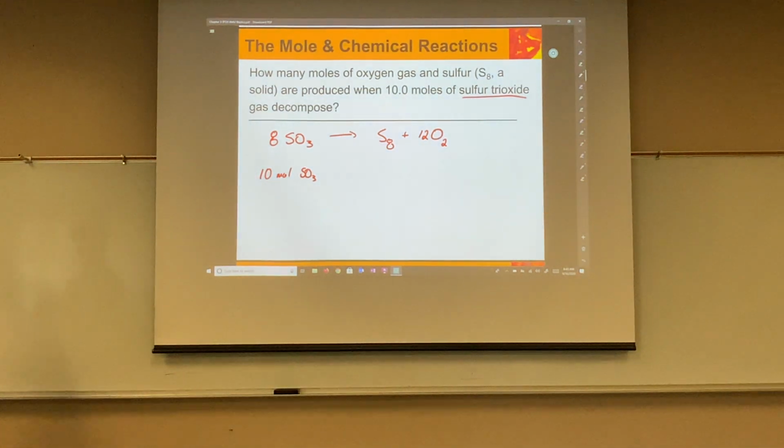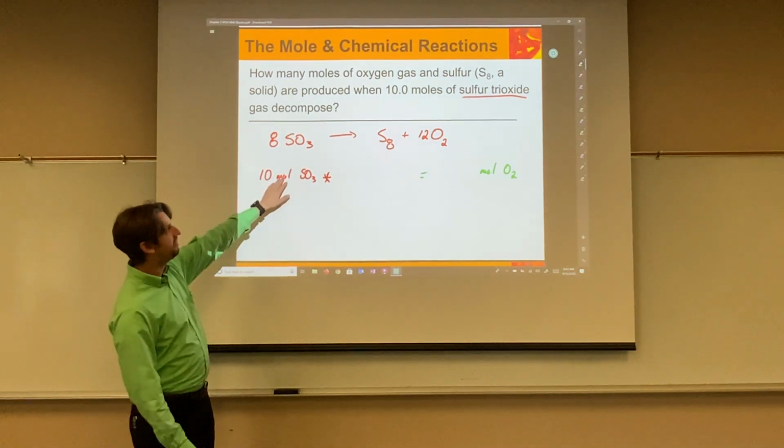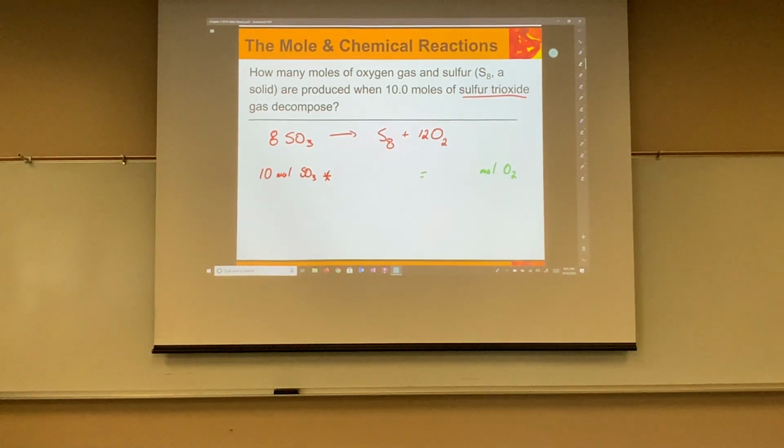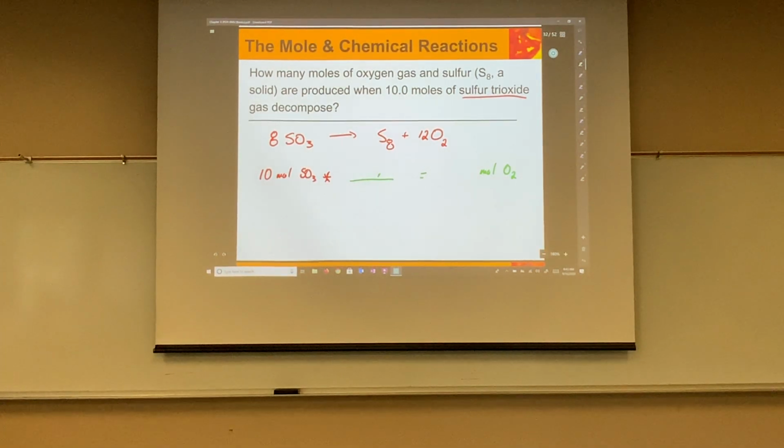To do that, we need the balanced equation. So here's what we're going to do: 10 moles of SO3. I need to get into units of moles of, let's start out with O2. Everybody catch what I'm doing here? We are given information in moles of SO3, and I need to get into moles of O2. So if my answer is in moles of O2, I better have moles of O2 on the top, and I need to get rid of moles of SO3. Good?